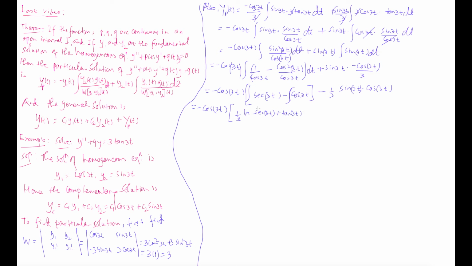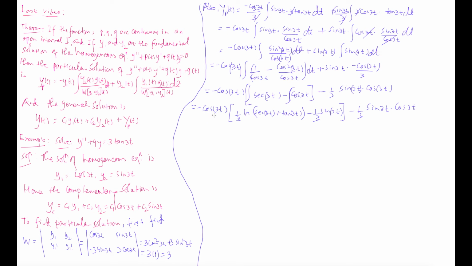That's what the integral of secant 3t is. And then minus, what is the integral of cosine 3t? It is 1/3 sine 3t, right? Close. And then minus 1/3 sine 3t times cosine 3t. That's what it looks like. This is the particular integral. Okay, so what is the final solution then? So this is yp.